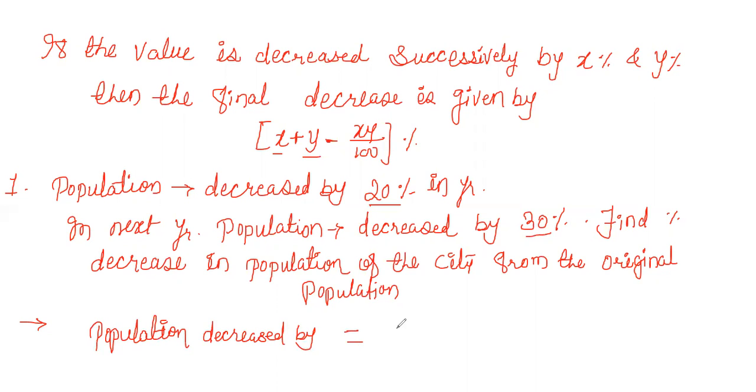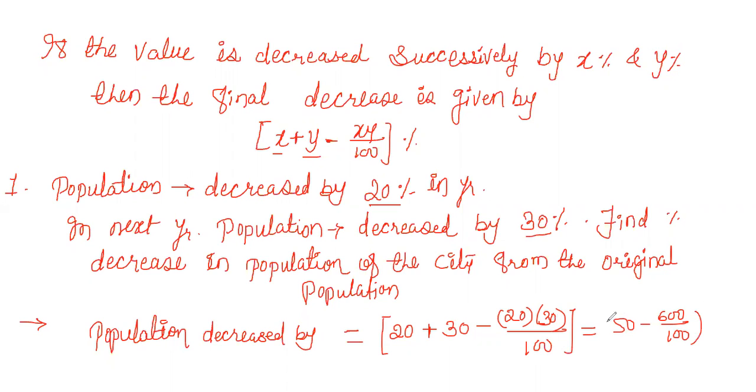So population decreased by is equal to X, that is 20%, plus Y, that is 30%, minus X into Y. So 20 into 30 divided by 100. So by calculating it, we are getting 50 minus 600 divided by 100. किती percent मिळेल इथं? 50 minus 600, the 0 0 get cancelled here. So 50 minus 6, it is 44%. Okay. हे जे फॉर्म्युले आहेत हे लक्षात ठेवा, हे शॉर्टकटचे फॉर्म्युले आहेत.